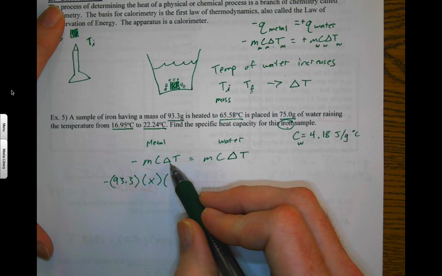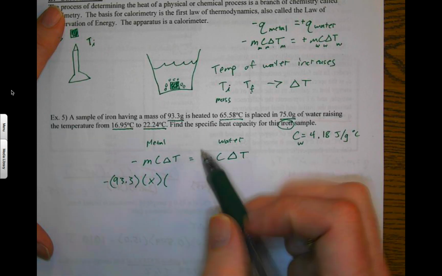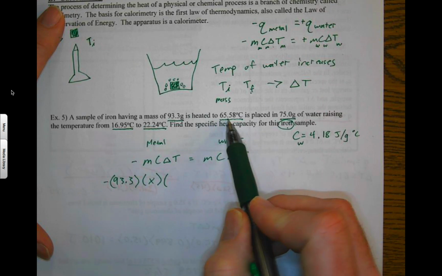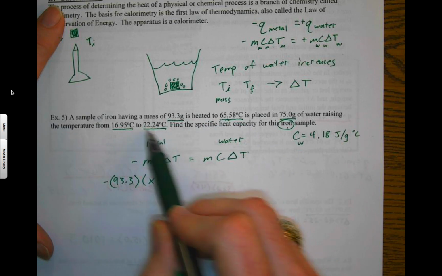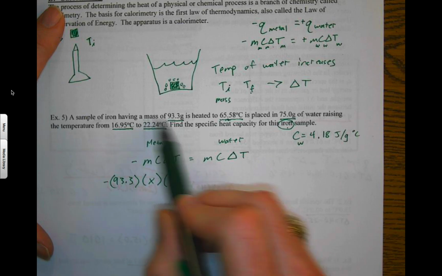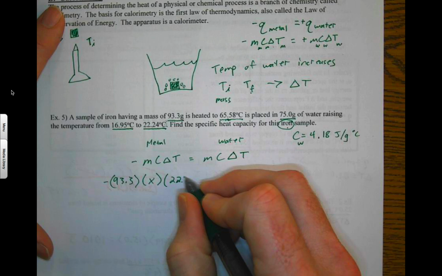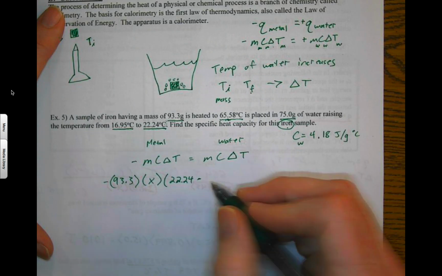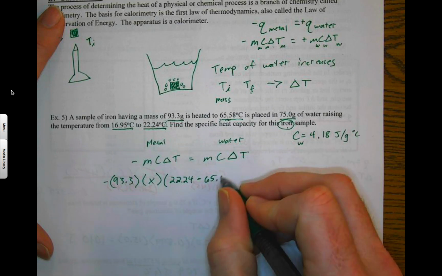Now the change in temperature is going to be a little interesting. It was heated to here, so that's the initial temperature of the iron. Now the final temperature is actually going to be the same as the final temperature of the water. So the final temperature is going to be 22.24. That's usually where people mess up. 22.24 minus our initial temperature, 65.58.